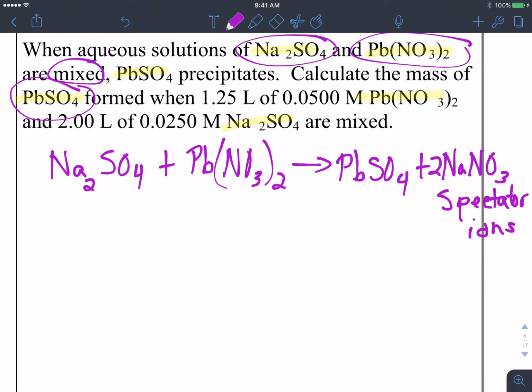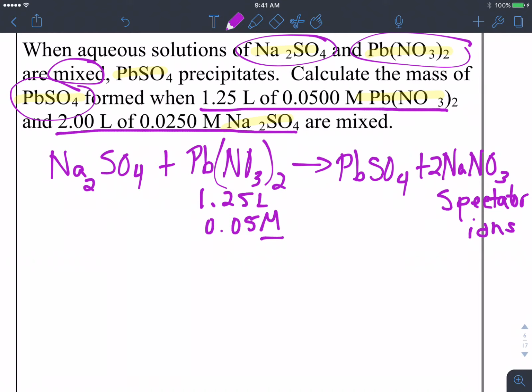All right, so let's take a look then at the numbers that they give us. They give us 1.25 liters of a 0.05 molar PbNO3 solution. All right, put that underneath there so that we know what we're talking about. Remember that the 0.05 molarity is really just a conversion factor. And then it also says, though, that we have 2 liters of 0.025. And again, that's a molarity, so that is a concentration. What are we looking for? We're looking for the mass in grams of PbSO4.